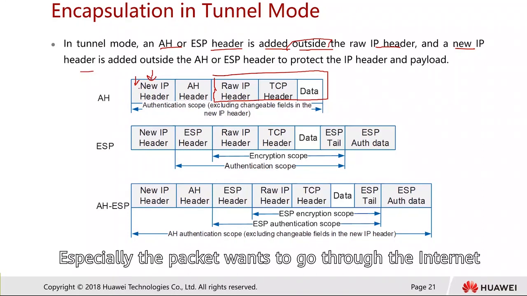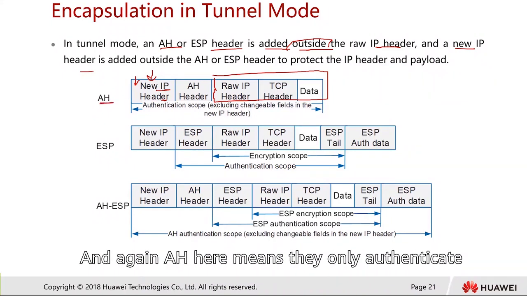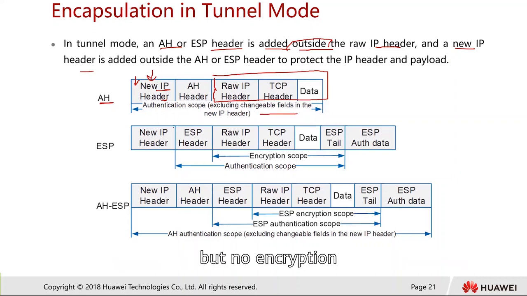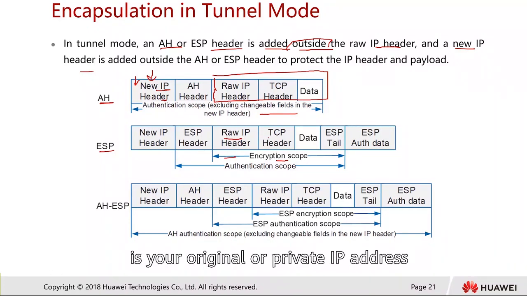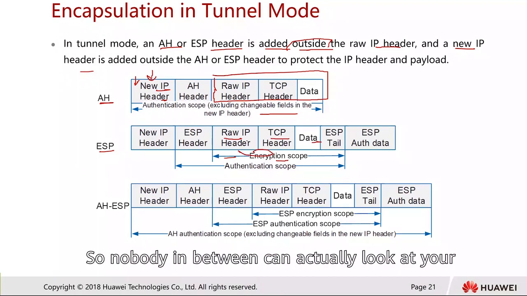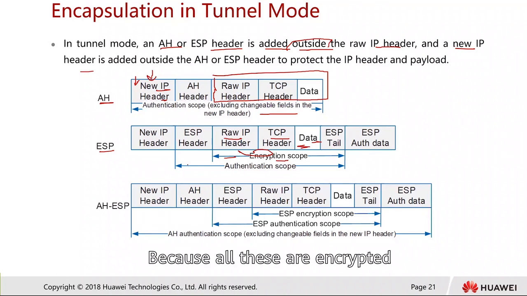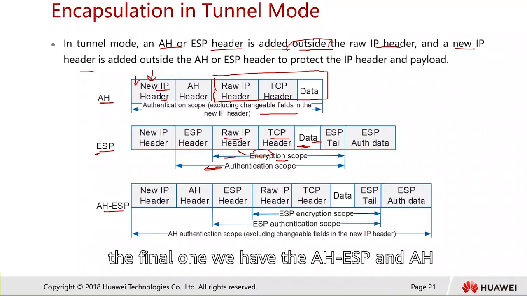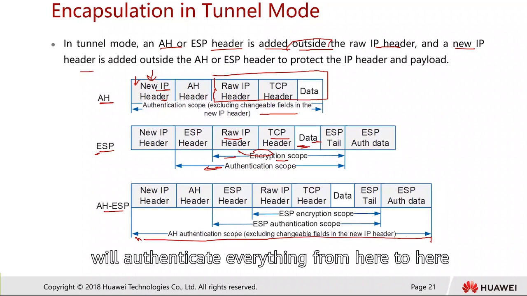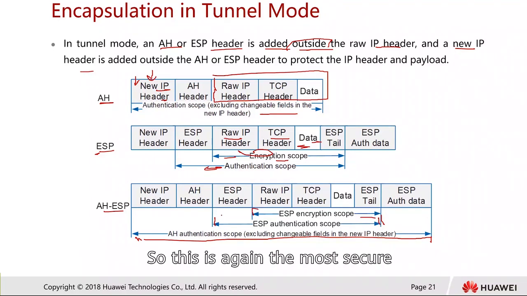Especially when the packet wants to go through the internet, we have the public IP address of the source and the public IP address of the destination. And again, AH here means they only authenticate but no encryption. The next one is the same thing, ESP. They will encrypt the scope from here to here: raw IP header, which is your original private IP address, TCP, and the data. Everything will be encrypted, so nobody in between can look at your information about what the private IP is, where they're going, because all of this is encrypted. And also the authentication scope of the ESP. Of course, the final one is AH plus ESP, and AH will authenticate everything from here to here, and then the encryption here to here, and then the ESP authentication from here to here. So this is again the most secure and also the slowest one.